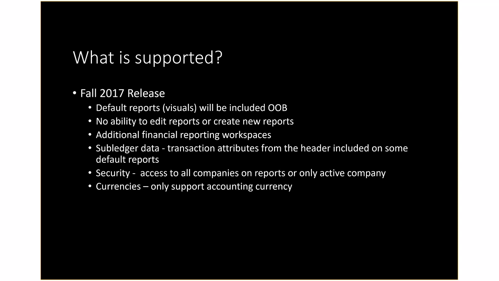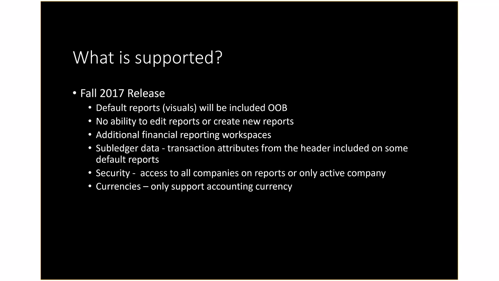for the fall release. For the fall release, we do have subledger data, as I showed, but we will be focusing on just header information on those transactions. So for example, you should be able to report on things such as the vendor and the customer and the employee of the transactions, but then also attributes around those. So the vendor group or the customer group, you should be able to also report on that type of information.